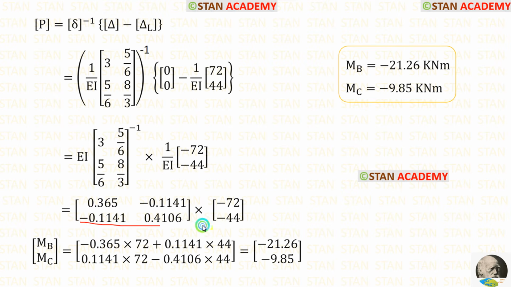Then we have to multiply these two matrices. After multiplying, we are getting the final moments MB and MC. So in this analysis, we have calculated the final moments.